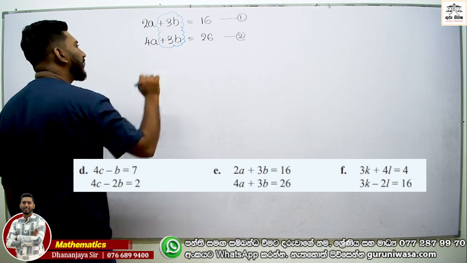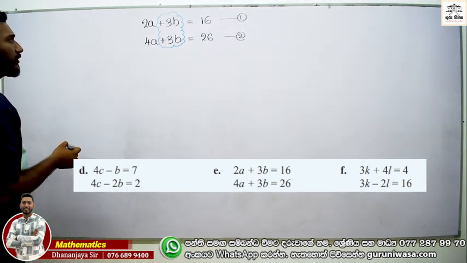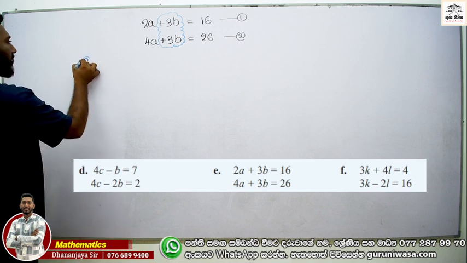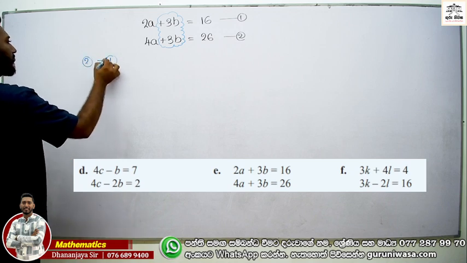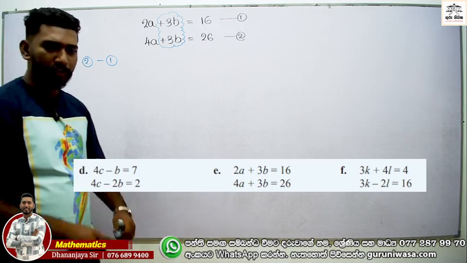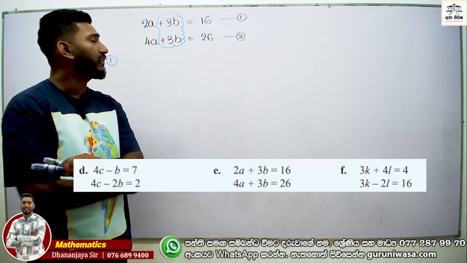Coefficients are equal, signs are also equal. Therefore, you need to subtract. The second one is the greater one, so you need to subtract the first from the second one. Try it and put the answers in for a and b, everyone.